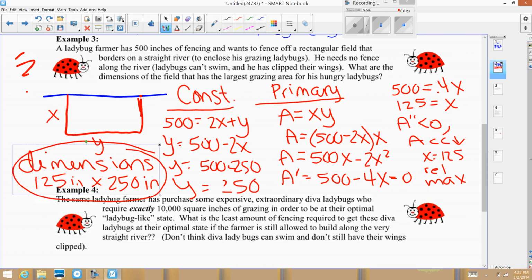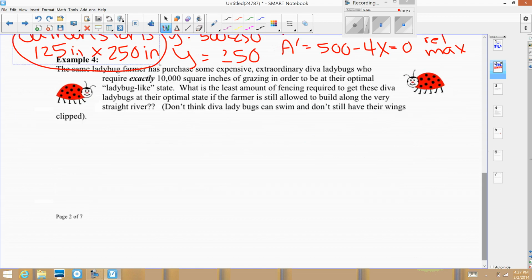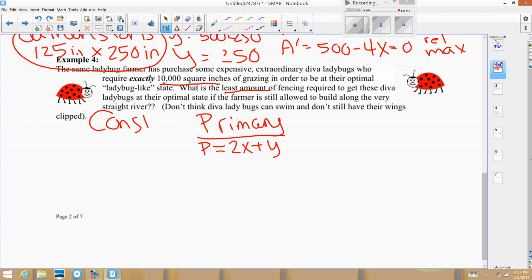All right, same kind of problem for the next one, but now we're changing the wording. This time we want an exact area, and we're looking for the least amount of fencing. So when we talk about our primary equation, now we're talking perimeter. Our constraint this time is our area. X times y equals 10,000.